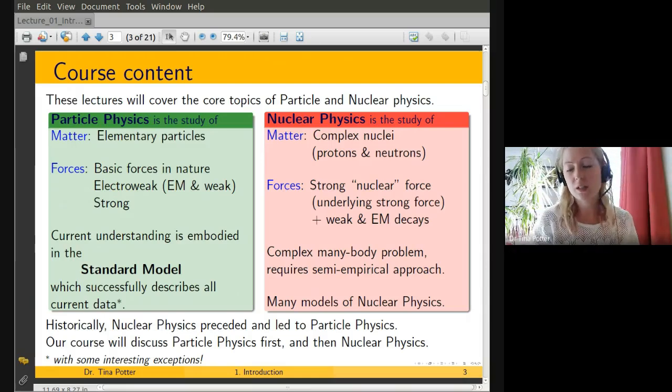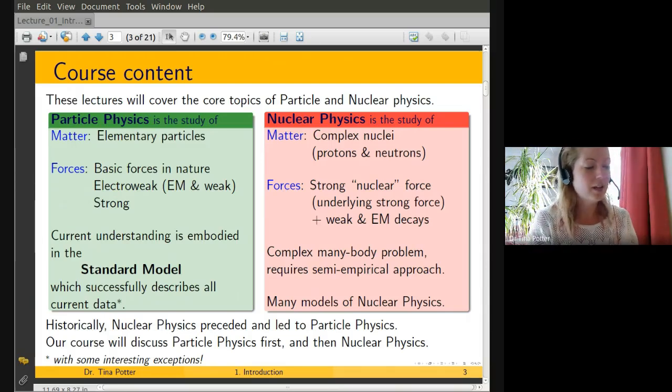And so this is the study of more complex nuclei, so not these elementary particles, but those that make up the complex nuclei, like protons and neutrons, which themselves are not fundamental particles. And they're bound together with the strong nuclear force. It's similar to the fundamental strong force, but at much longer scales. So we'll be talking about that as well. And weak and electromagnetic forces are also important for nuclear physics as well.